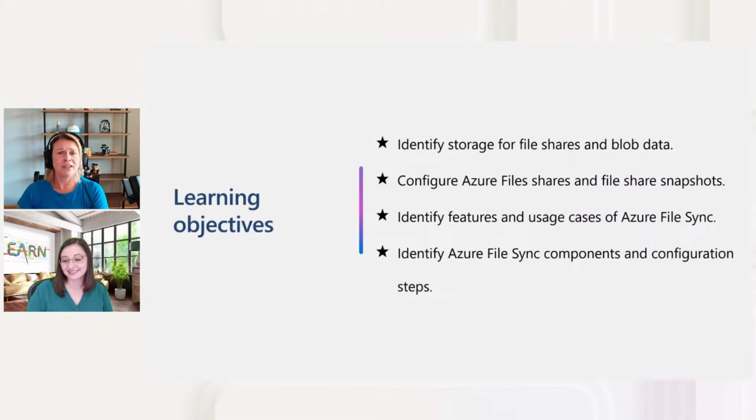So here are our quick learning objectives. We're going to identify storage for file shares and blob data. What's a good use case for using which one? Configuring Azure file shares and file share snapshots, when to use them, how easy it is to actually use, and then identify features and use cases for Azure File Sync. And then last, we will identify Azure File Sync components and actually configure Azure File Sync as well.